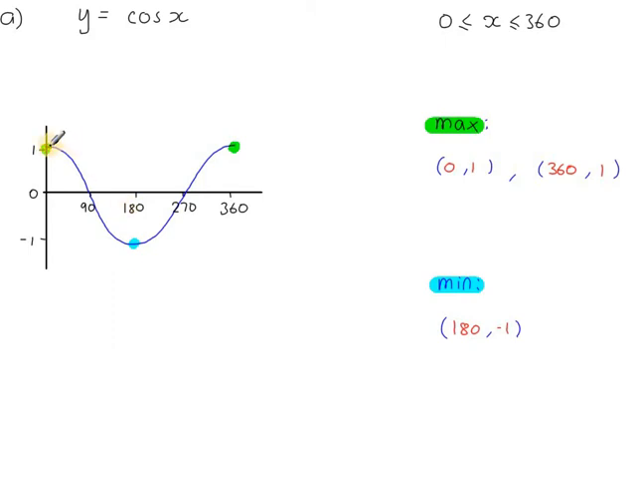So we have a maximum point here, coordinates, x is 0, y is 1. Another maximum, x is 360, y is 1. A minimum point, x is 180, y is minus 1.